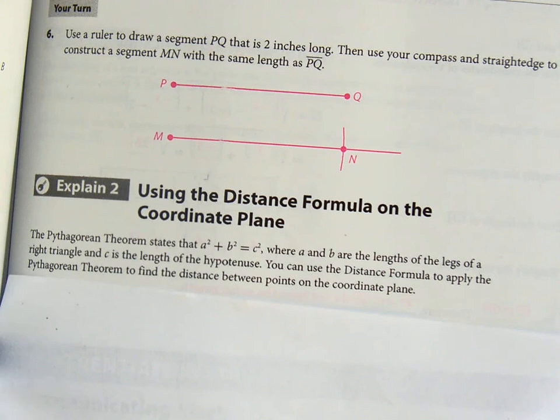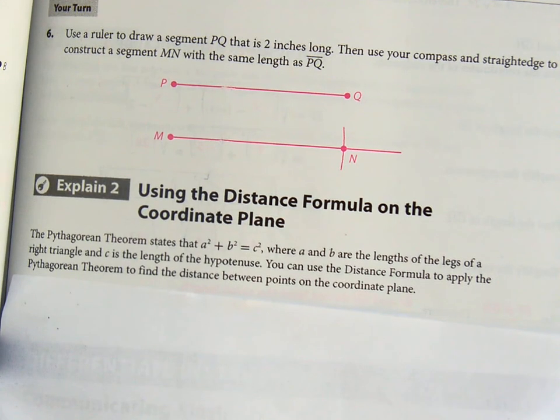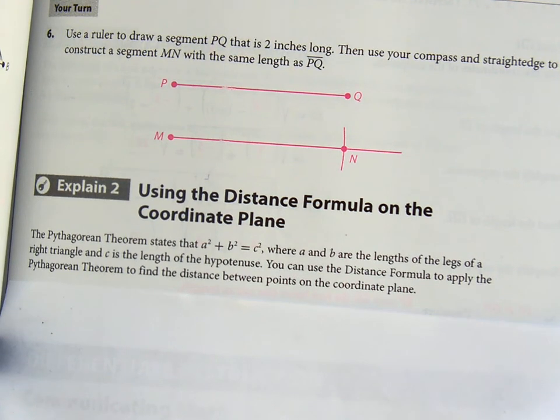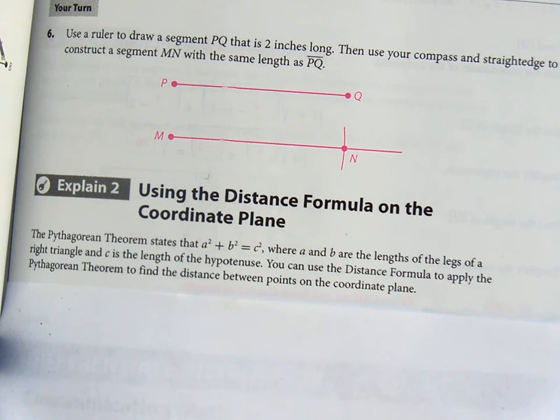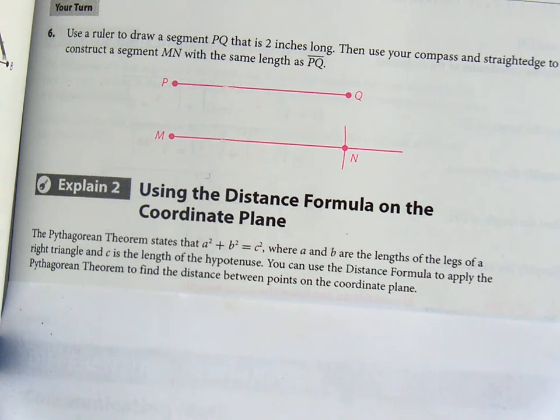So we have Geometry, Module 1, Lesson 1, Explain 2, using the distance formula on the coordinate plane. The Pythagorean Theorem, if you remember that, works with 90-degree triangles, or right triangles, and states that a squared plus b squared equals c squared, where a and b are the lengths of the legs of the right triangle and c is the length of the hypotenuse. You can use the distance formula to apply the Pythagorean theorem and find the distance between 2 points on a coordinate plane. So let's go to the next page and see what this says.